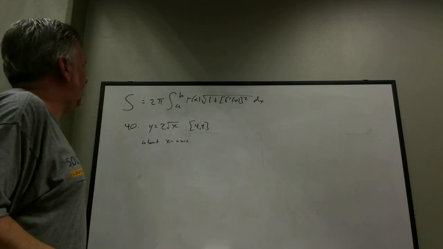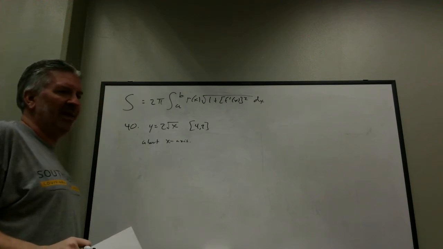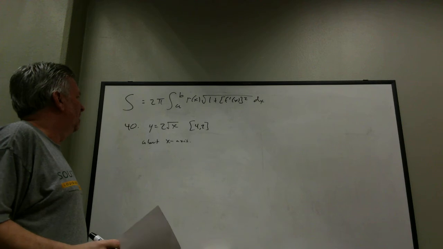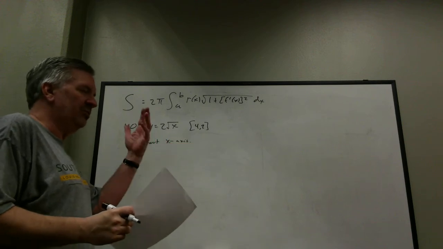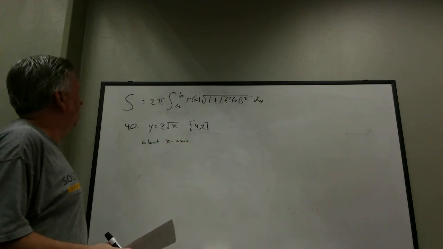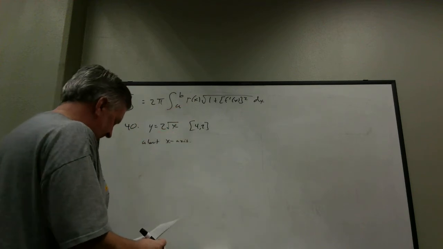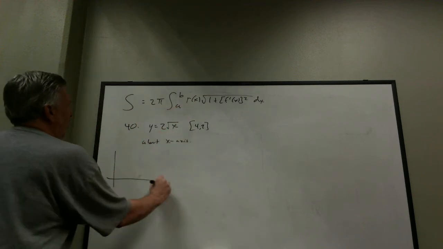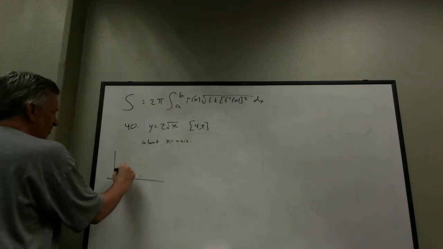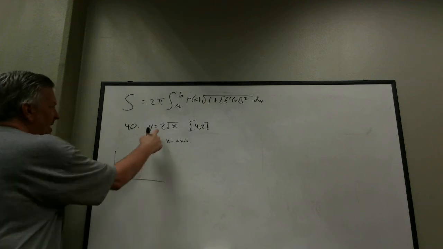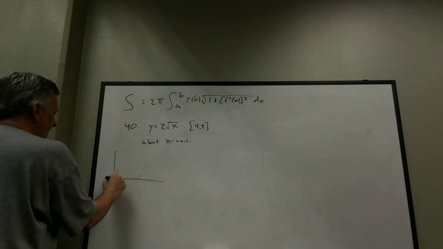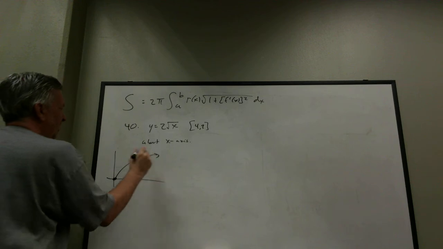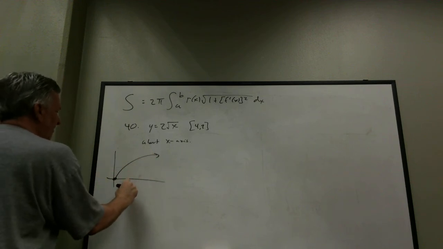Now, on the arc length problems, I didn't really need a picture to do those problems. You didn't really need the picture to use the formula. But because of the r of x here, I think I really need the picture here. But we know what root x looks like. It's just your half sideways parabola, and multiplying by 2 is just a stretching factor. So as a rough sketch, it just looks like this. And we're going from 4 to 9.